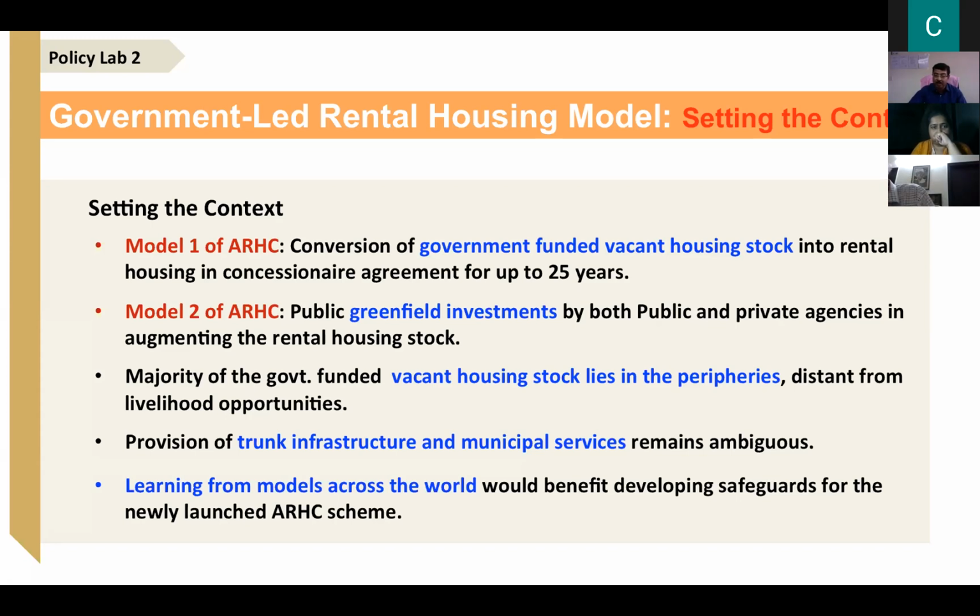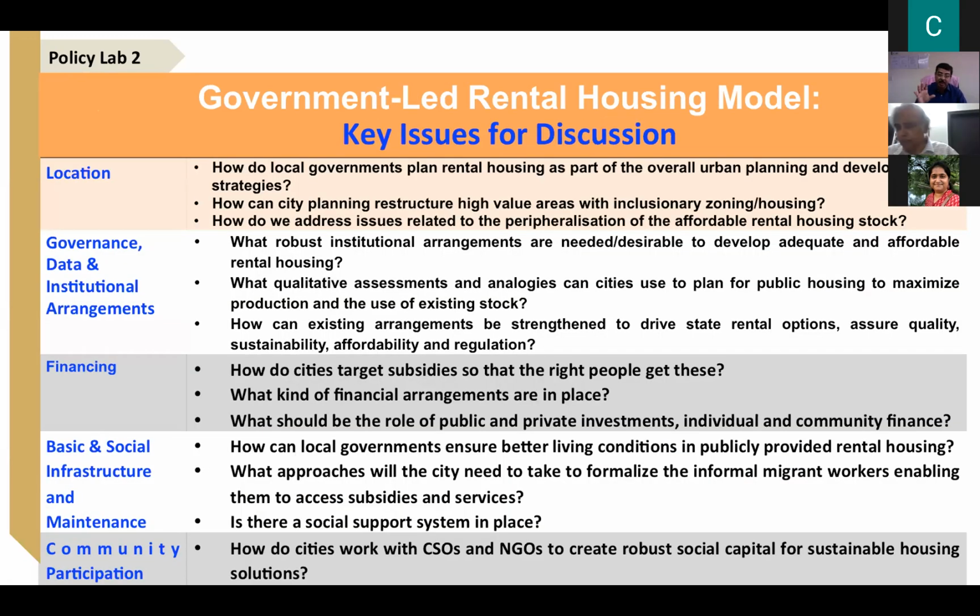To address these, learning from models across the world would benefit in fine-tuning or developing safeguards for the ARHC model. So in this context, as Anindita has already mentioned, the speakers and the panelists will focus on these 5 key issues. Location: how do local governments plan rental housing as part of the overall urban planning process, and so on.